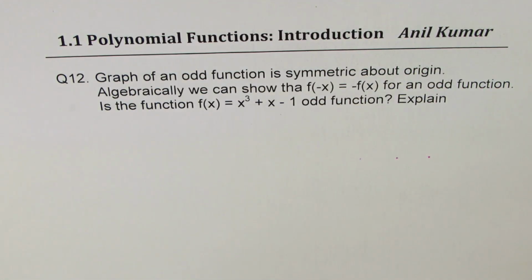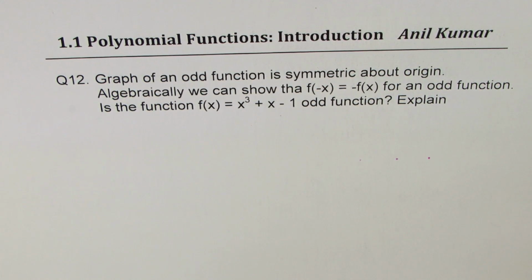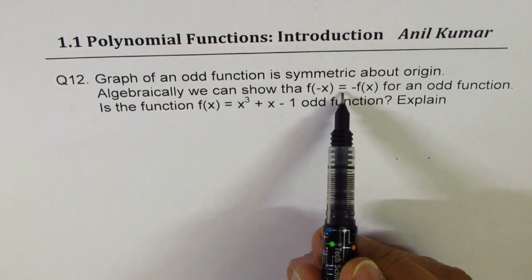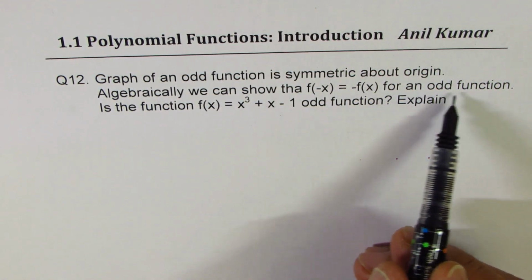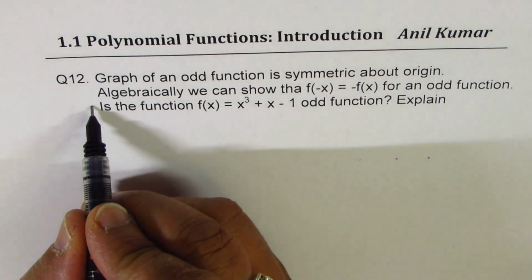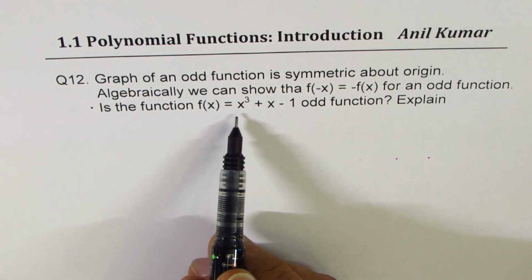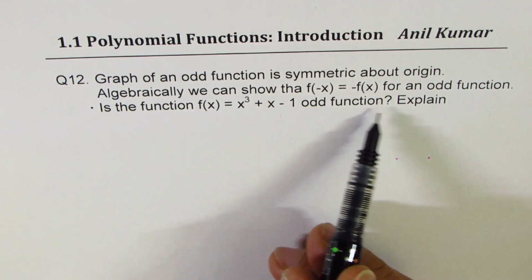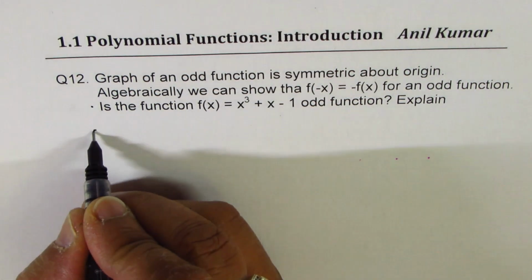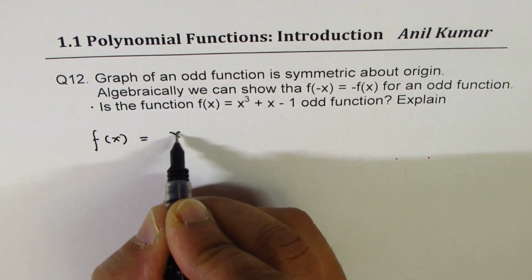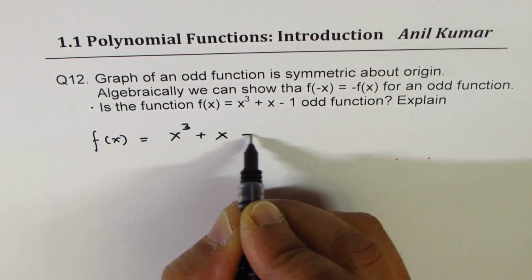Question number 12. I would like you to pause the video, try to understand this question, solve, and then look into my solution. Question number 12 is, graph of an odd function is symmetric about origin. Algebraically, we can show that f of minus x equals to minus of f of x for an odd function. Now the question is the function f of x equals to x cubed plus x minus 1, is it an odd function? Explain. So we are given the function f of x equals to x cubed plus x minus 1.